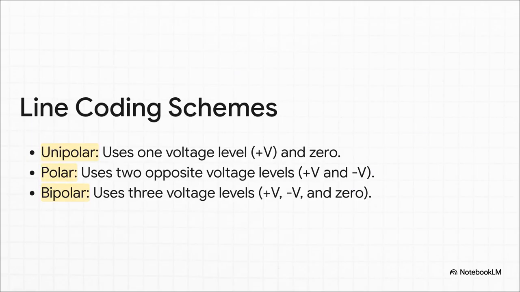And there are a bunch of different ways to do this, but they mostly fall into 3 main families, or dialects. You've got unipolar, which is the simplest. A positive voltage means 1, and 0 volts means 0. Then you have polar, which uses opposite voltages, like positive for 1 and negative for 0. And then there's bipolar, which actually uses 3 levels, positive, negative, and 0.